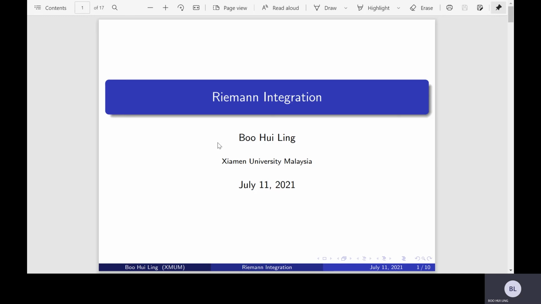Hello everyone, I'm Wei with the students from the mathematics department, and the main goal of this presentation is to discuss Riemann integration. The most important result for integration is the fundamental theorem of calculus, which states that integration and differentiation are inverse operations in an appropriately understood sense.